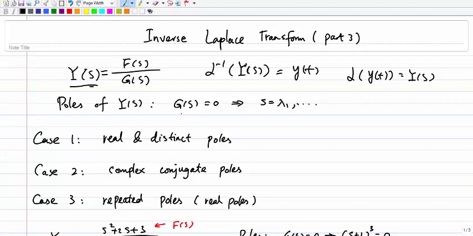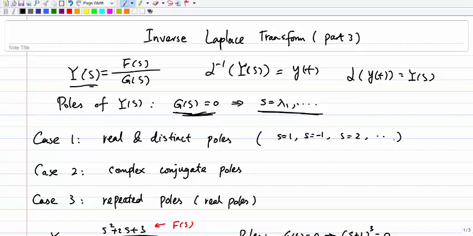According to the location of the poles of Y(s), the poles are defined by letting the denominator of Y(s), which is G(s), be 0, and finding the solutions to G(s) = 0. We talked about 2 different cases in the previous 2 videos. The first one is when Y(s) has real and distinct poles, meaning that the solutions to G(s) = 0 are something like s = 1, s = -1, s = 2, and so on. That's the first case.